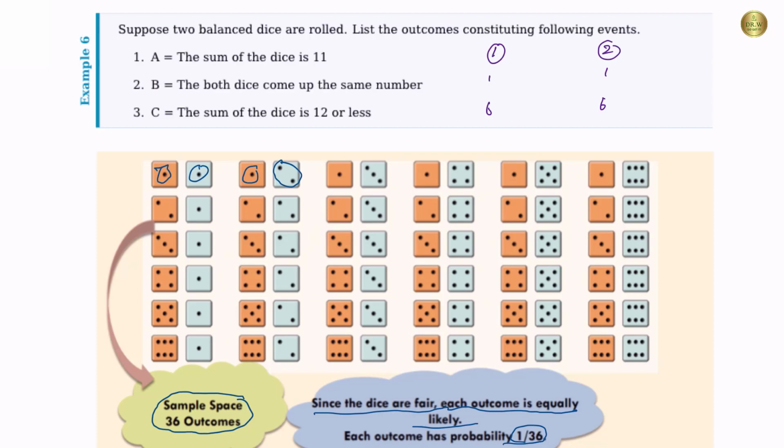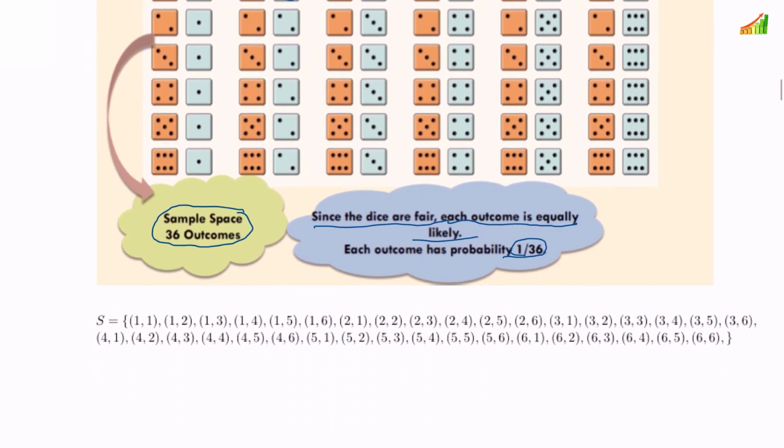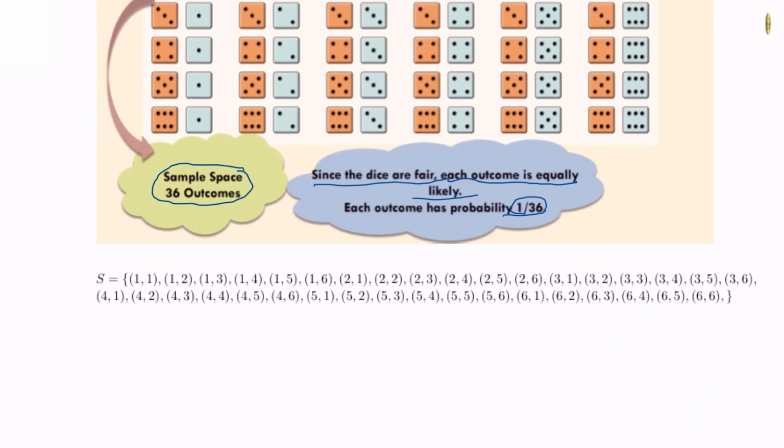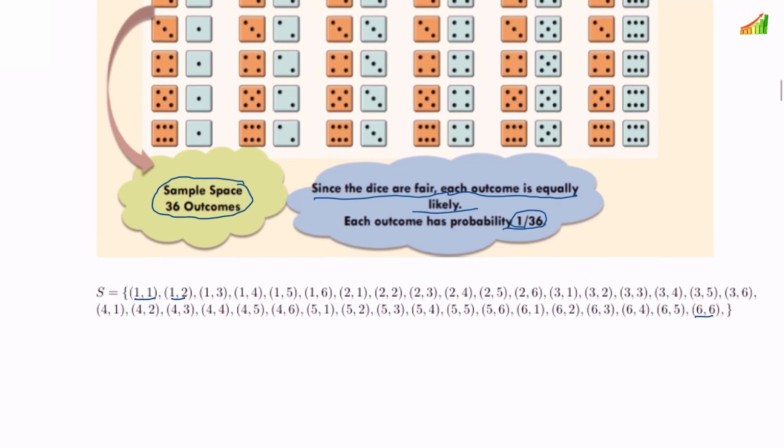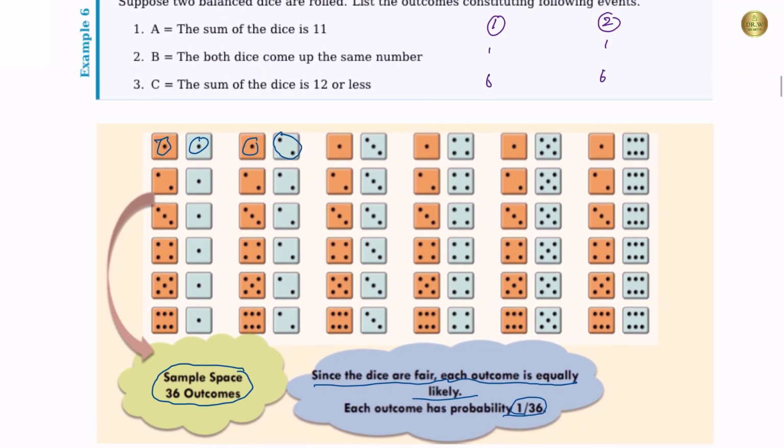Then, how do we write this as a sample space? Here, S is (1,1), (1,2) up to (6,6). This is the sample space for two balanced dice, or one die rolled twice.